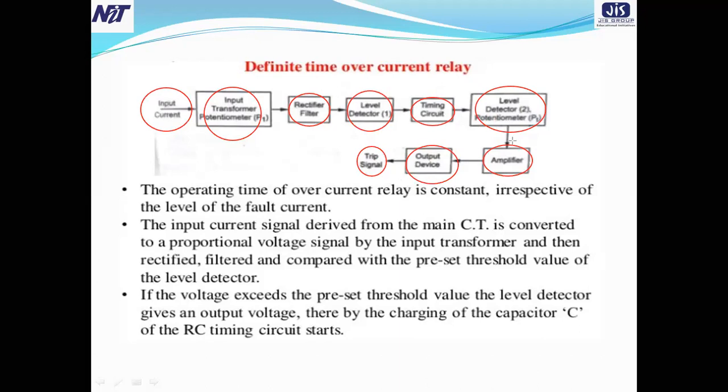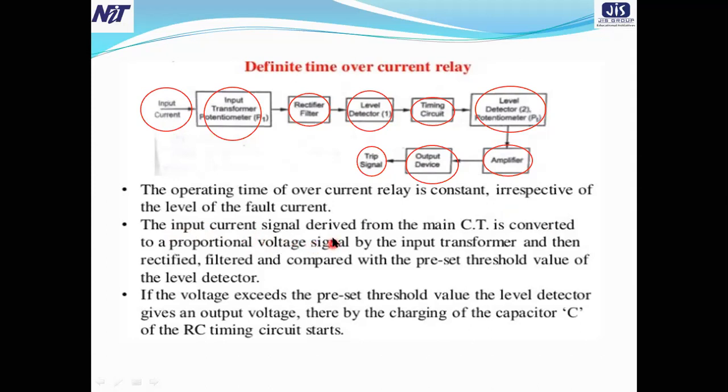So here we have level detector 1 and level detector 2, and for level detector 2 a potentiometer is connected. So what is happening? The operating time of the overcurrent relay is constant, it is fixed, irrespective of the level of the fault current. So for this case the operating time of the overcurrent relay is constant.